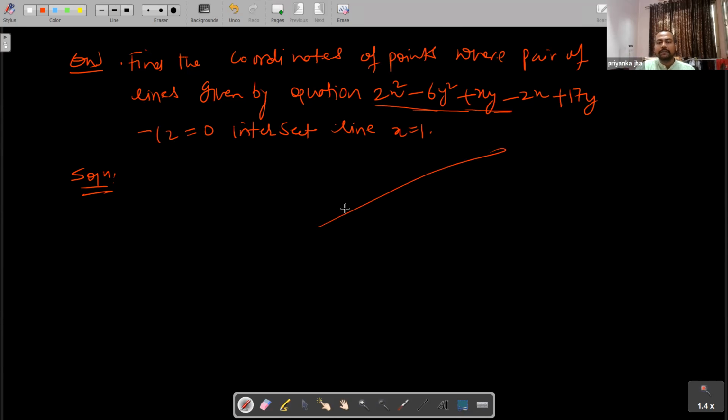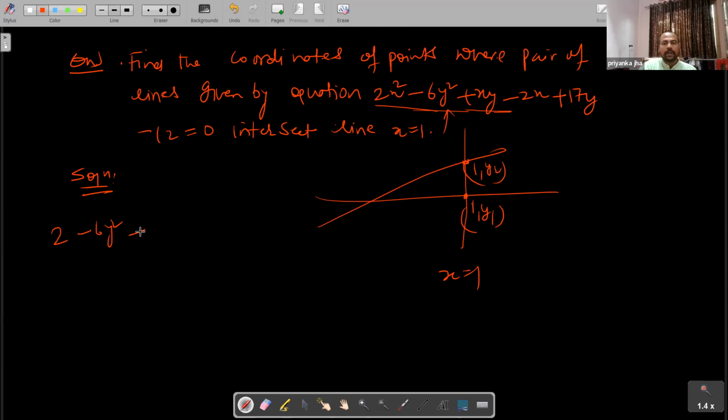So this is like this, like this. And suppose this is x equal to 1, that is perpendicular to x-axis. So this is this point and this point. Both points will have x coordinate 1. So we have to find y1 and y2. So do one thing, just put x equal to 1 in this equation. So this is 2 minus 6y squared plus y minus 2 plus 17y minus 12 equal to 0. You have quadratic in y. Solve it. You will get two values of y, y1 and y2. And then you will find that.